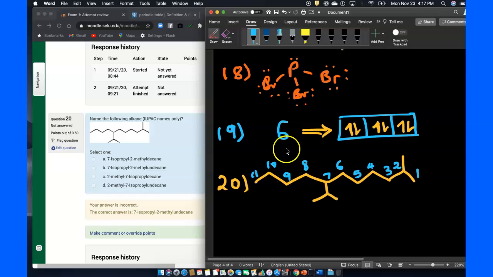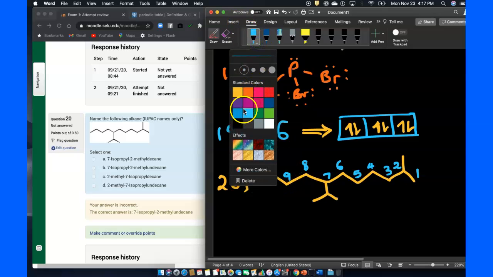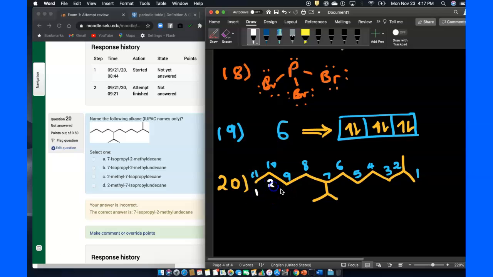Okay. Alternatively, you could number from the other side. Make sure not to skip any carbon, because then you're going to be so wrong. There should be 11 carbons in the longest chain. Notice that you could have also numbered from there, which would make this the substituent. But these are my substituents for now.